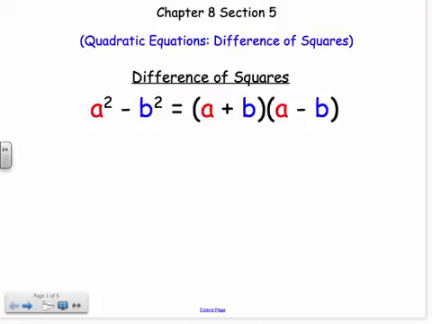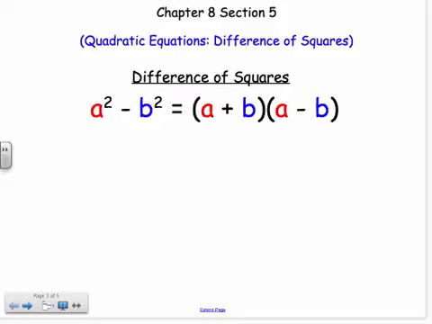Okay, moving on with getting everything in factored form. We've factored by dividing out a monomial. We factored by grouping. We factored quadratics. We factored quadratics with coefficients on the second degree. Now we're going to look at our special products and how we can factor our special products.